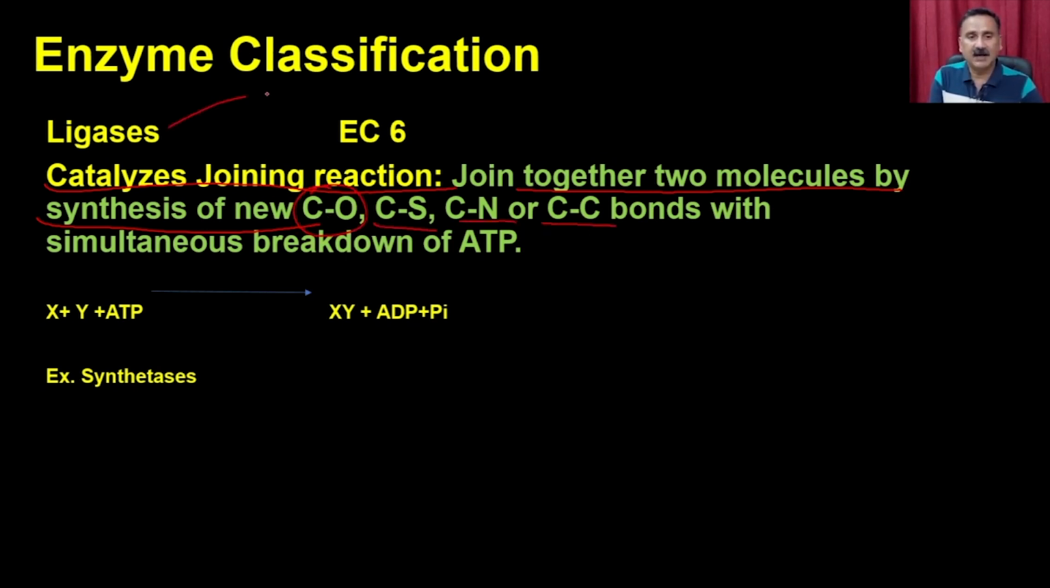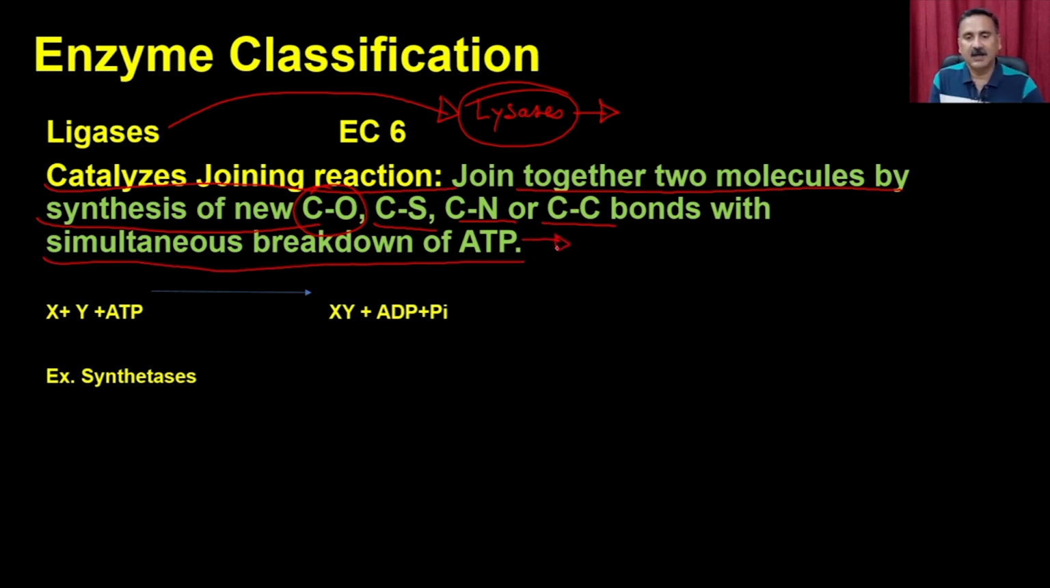So ligases are opposite to the lyases. Lyases break down molecules, whereas these enzymes synthesize new molecules. And when they are synthesizing the new molecule, in many cases they are also breaking down ATP, which means they are taking up the energy from ATP to form the bonds.